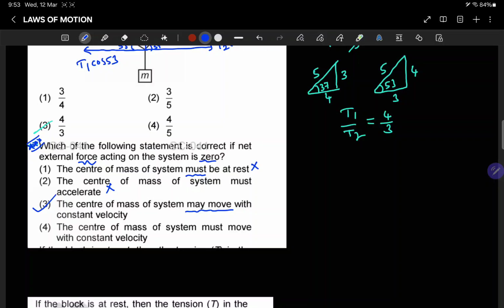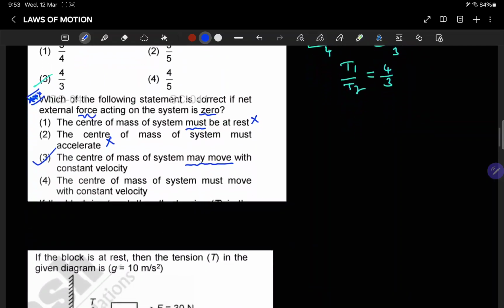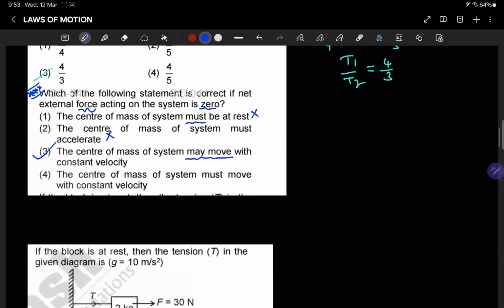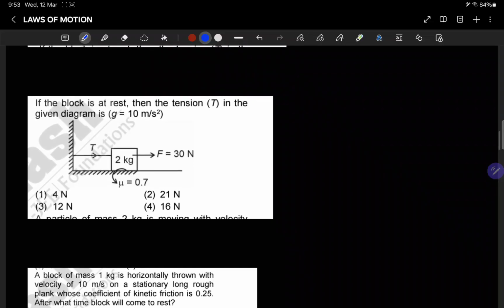Read carefully; conceptually thorough means these questions are easy. Please practice these model questions, students. Yes, now here the answer is the third option. Next question: if the block is at rest, then the tension in the given diagram, listen carefully.